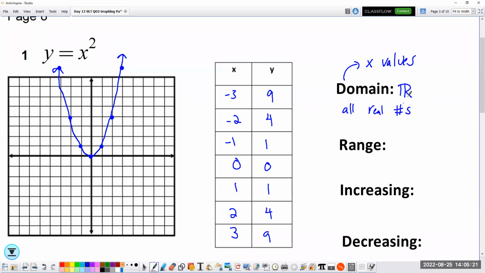We abbreviate all real numbers with this R. It's kind of like the paragraph symbol, but it makes an R instead of just stopping at a P. And again, we say the domain is all real numbers because this graph stretches from left to right. Every single number can be squared.